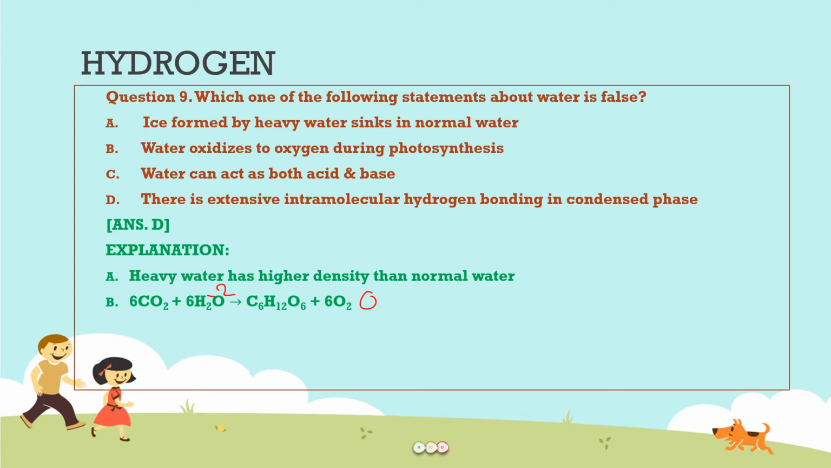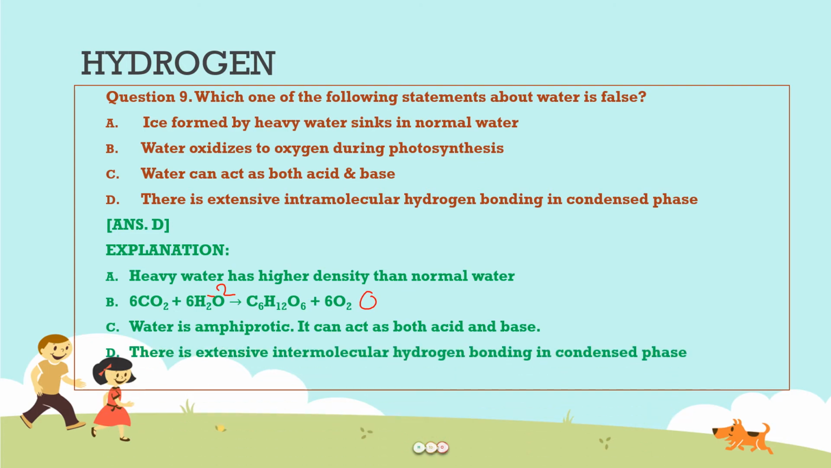The next we have is that water is going to be amphiprotic. It can act as both acid as well as base. It depends upon which compound it will be reacting with. If it is reacting with a stronger acid than itself, it will act as a base, and if it is reacting with a base which is stronger than itself, it will act as an acid. Okay, and then we have that there is extensive intramolecular hydrogen bonding.